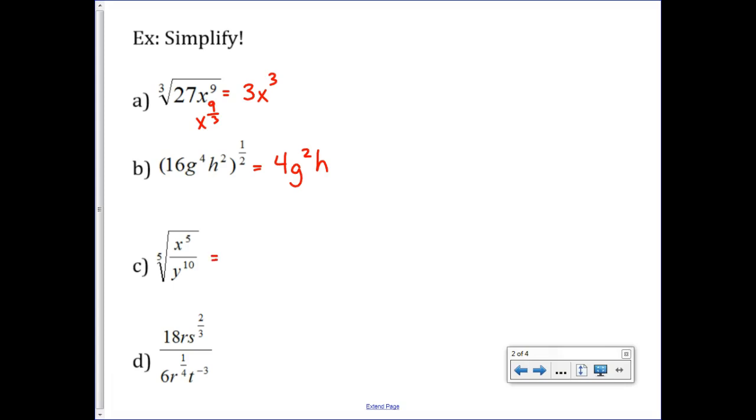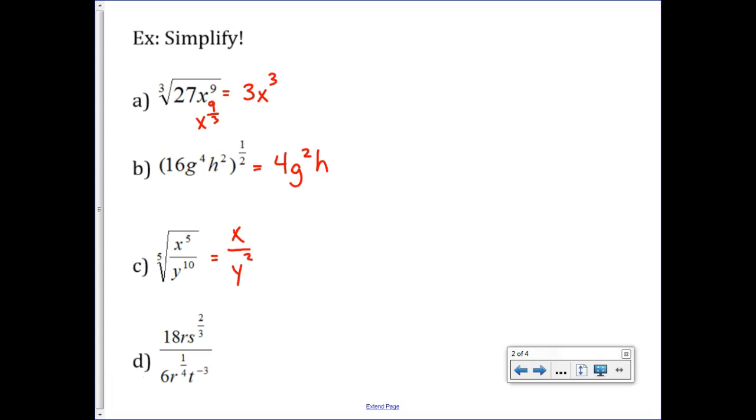We have the 5th root of x to the 5th over y to the 10th. So the 5th root of x to the 5th is just x. The 5th root of y to the 10th is just y to the 2nd. 10 divided by 5 is 2.